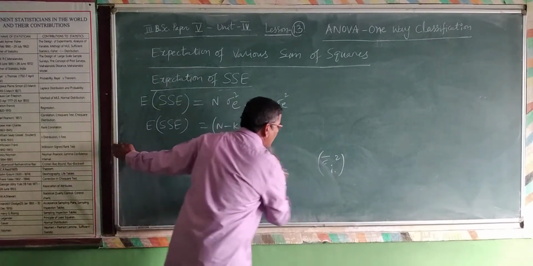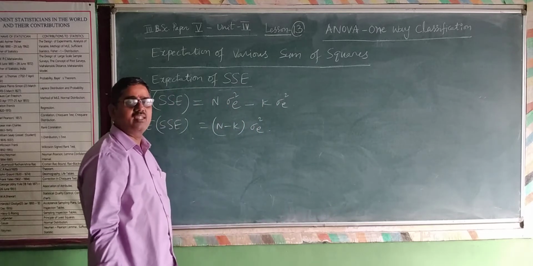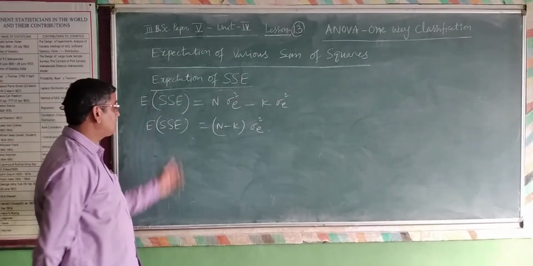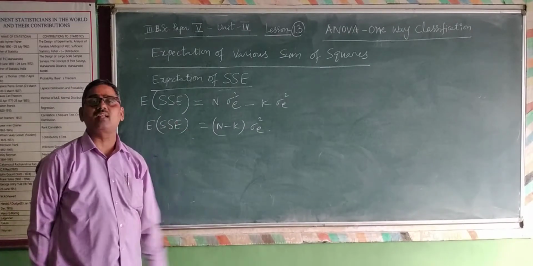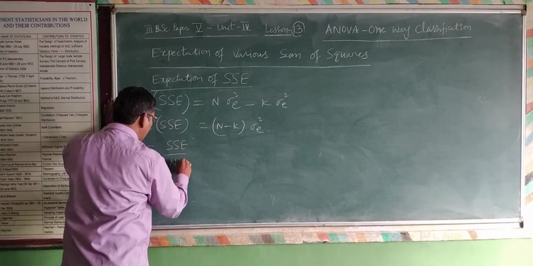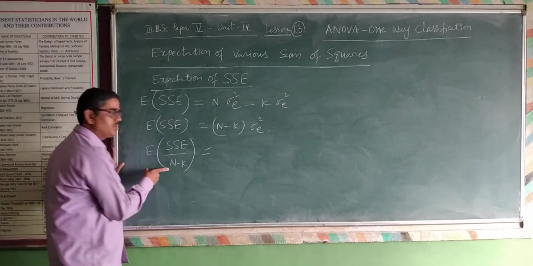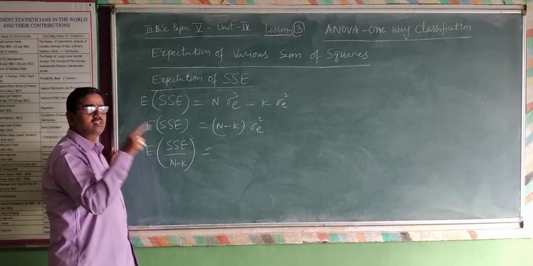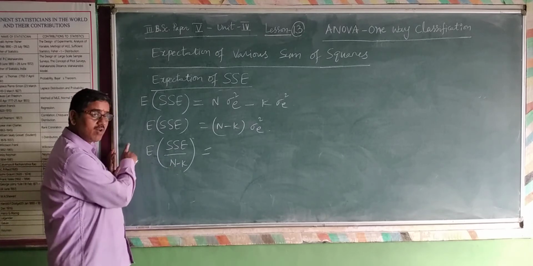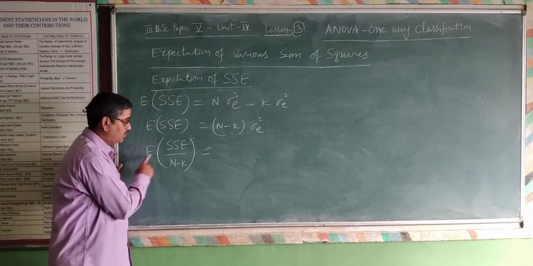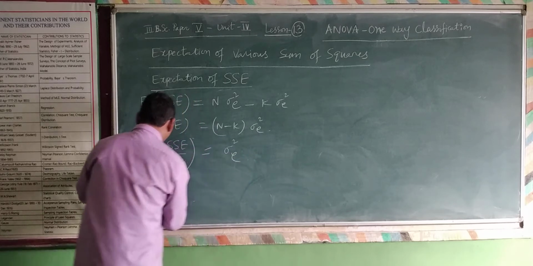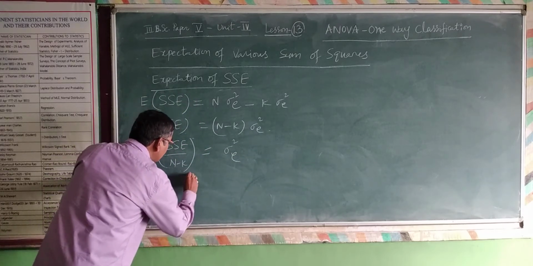Sum of squares divided by its degrees of freedom is the mean sum of squares. Therefore, we divide expectation of SSE by n minus k. Why am I taking it directly in terms of expectation? Because it is a constant: expectation of c into x is equal to c into expectation of x. So if you divide by n minus k, you can take it inside. Expectation of SSE by n minus k, the n minus k gets cancelled, and we get sigma square e.